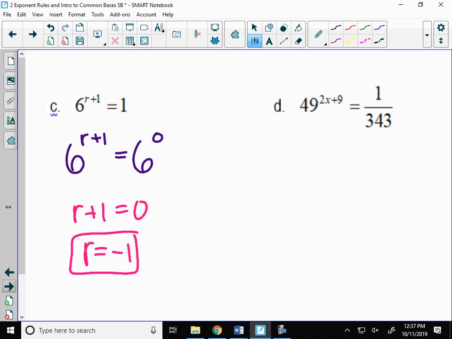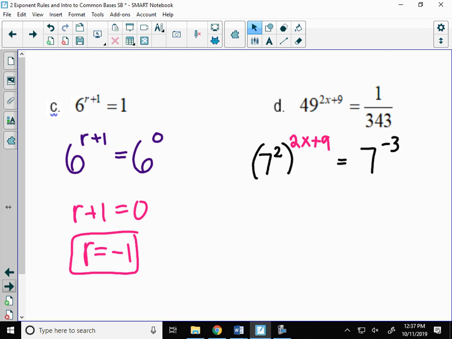Right, the last one here. I have 49 and 1 over 343 as my bases. What number gives me both of those? 7. Okay, so D, 49, how do I rewrite it? 7 squared. Now I still have the same exponent, 2x plus 9. And then how do I rewrite this fraction with a base of 7? A negative 3.